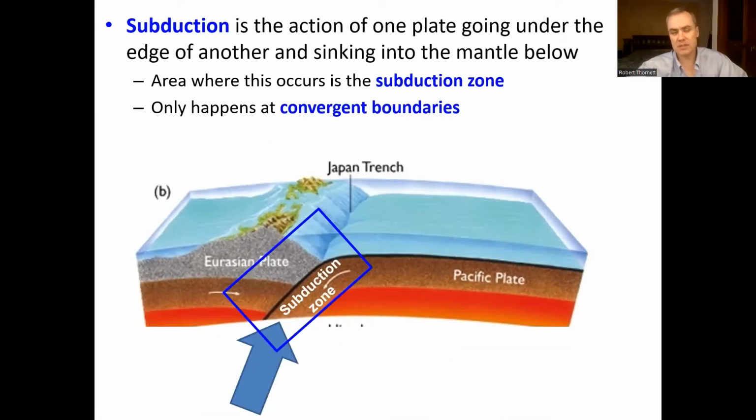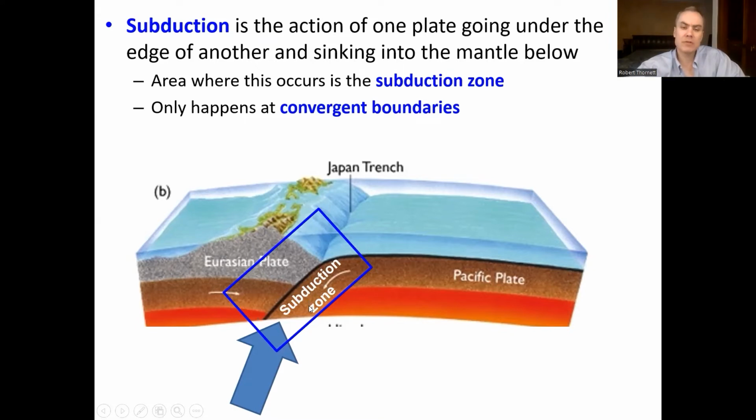So subduction is the action of one plate going down under the edge of the other plate and then sinking into the mantle below. So in this picture here, we would say that the Pacific plate is subducting underneath the Eurasian plate. Sub means under, and then duct is to lead along, like air ducts lead air out. So it's headed or leading down underneath this other plate over here.